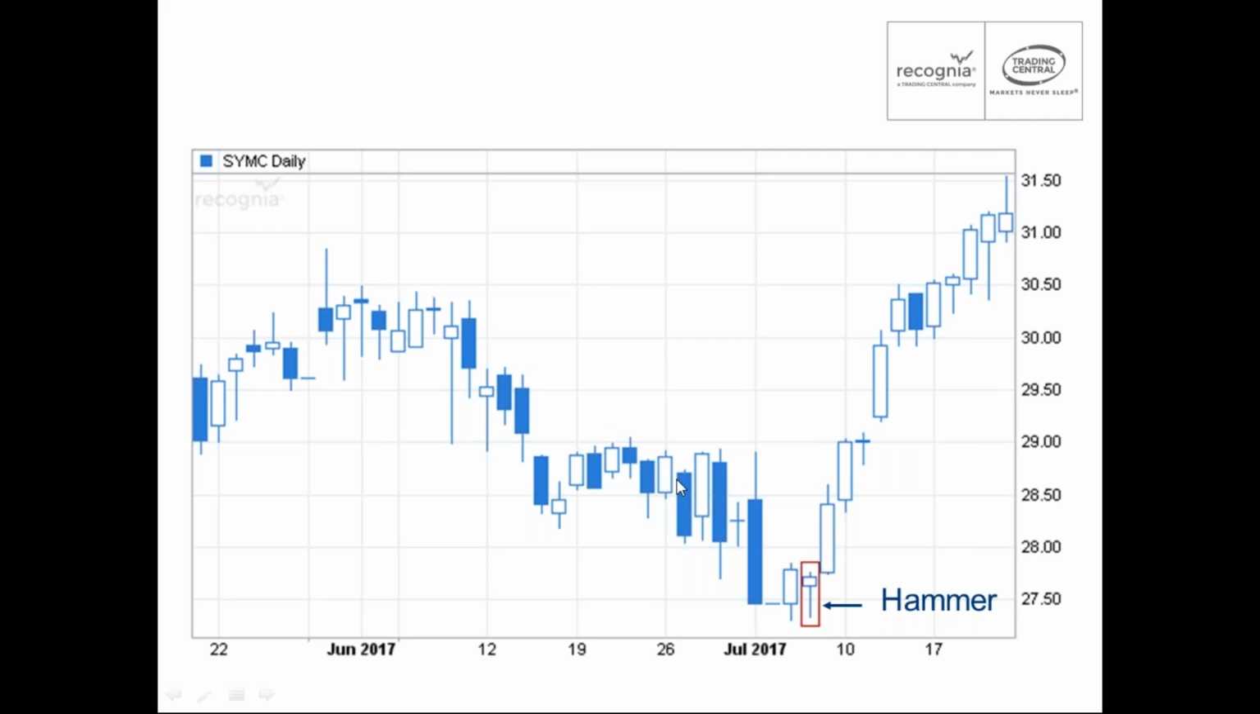After declining for a number of weeks, the stock went on to rally immediately following this hammer, moving from about 27.75 up to around 31.50 over just a few days.